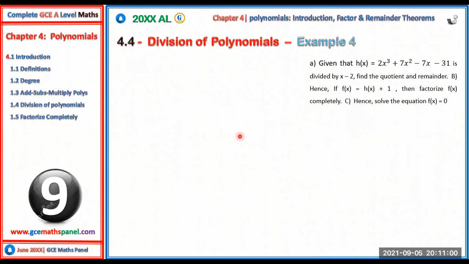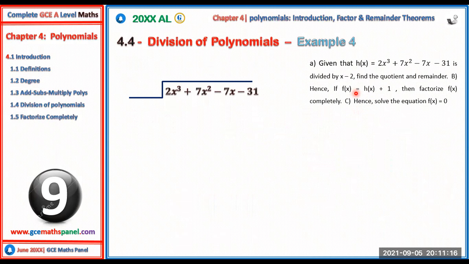They're not begging you. You don't have a choice. Hence or otherwise means if you like, continue; if you like, use a different method. So be very careful with hence. Even part C has hence, so I must continue with the solution in B. Good. That's understood. So let's do our long division.